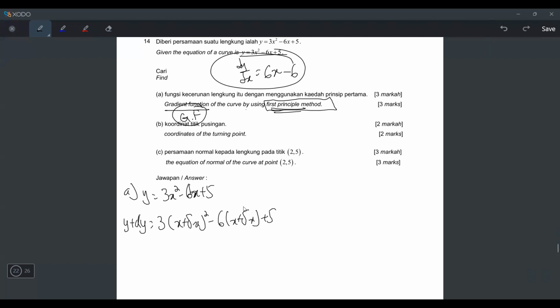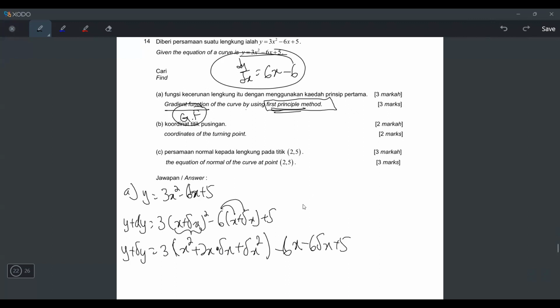And then now you will write y plus delta y equals, this one you can expand, right? So how do you expand? First squared, x squared. x times delta x times 2, it will be 2x times delta x. And then delta x to the power 2 is just delta x squared. And then close bracket, minus, this one can go straight in, minus 6x. And then minus 6 times here, it will be minus 6 delta x plus 5, right?